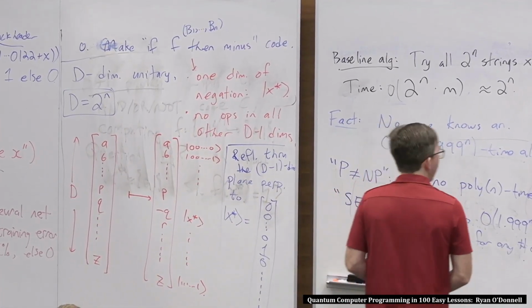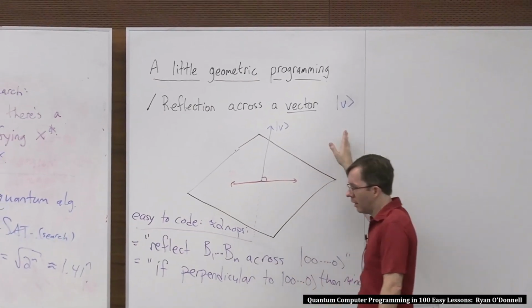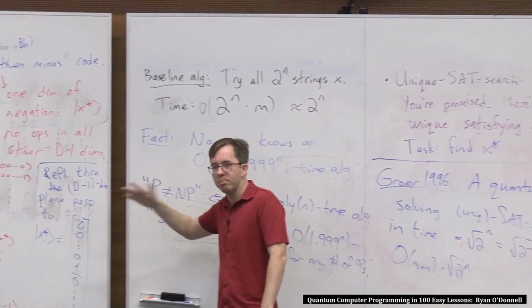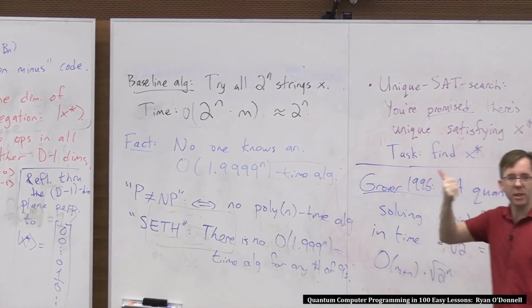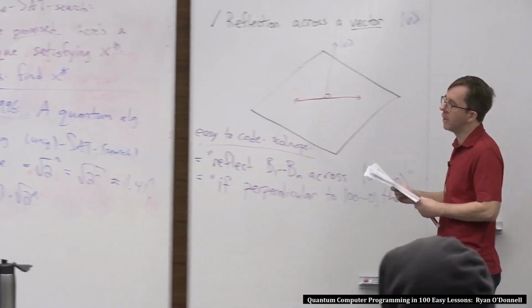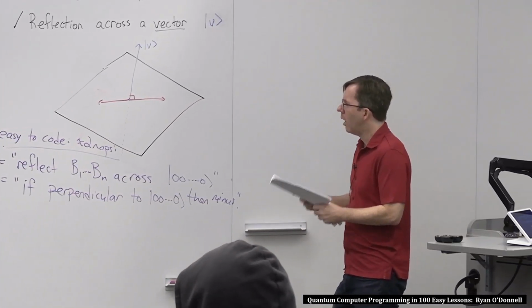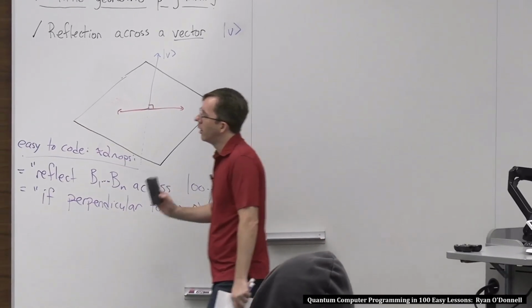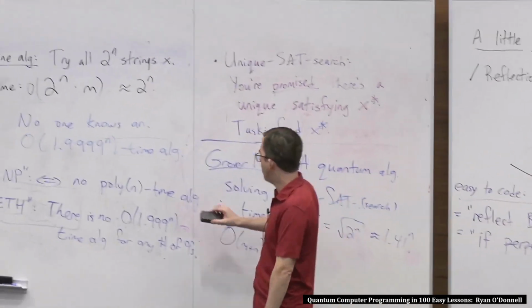Okay, and by the way, if you remember way back at the beginning of the class, I talked about reflection across a vector. That's not this. This is the opposite kind. This is reflection across a plane that's perpendicular to a vector. Good. So we can make this code.